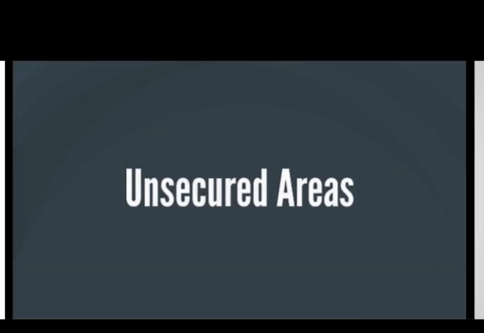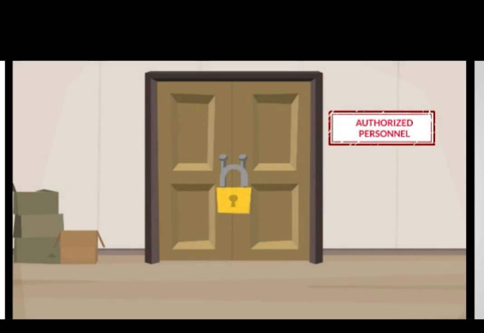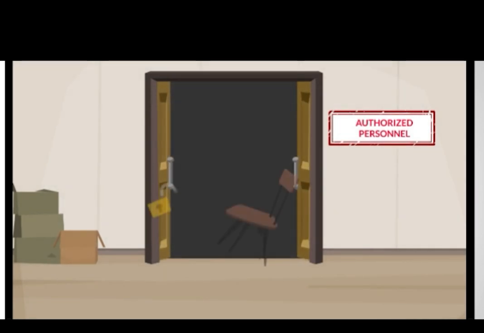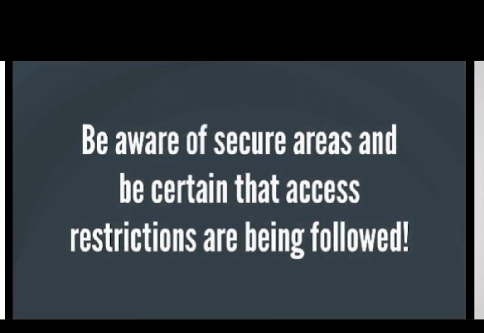Unsecured areas. Unsecured areas, such as a door to a restricted area that is found propped open when it is supposed to be locked, may allow unauthorized access to that area, or could indicate that someone without proper access has entered. You should be aware of secure areas and notify management if you see that access restrictions are not being followed.